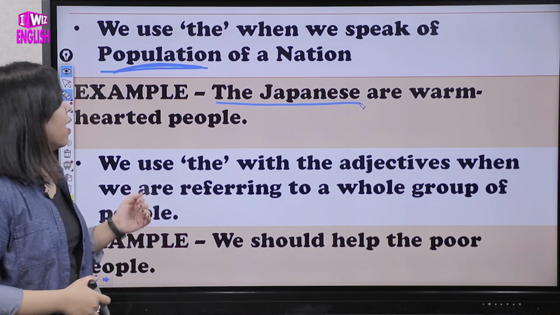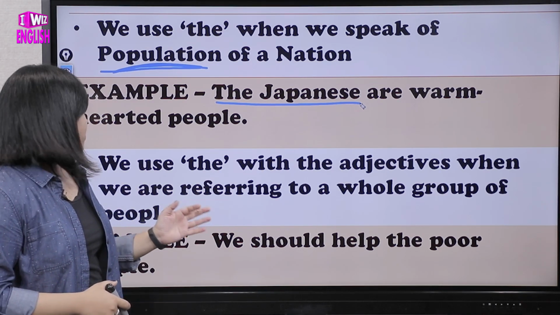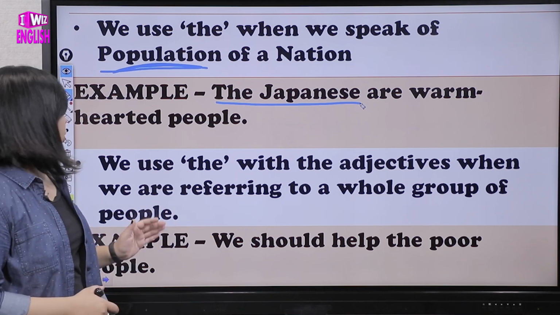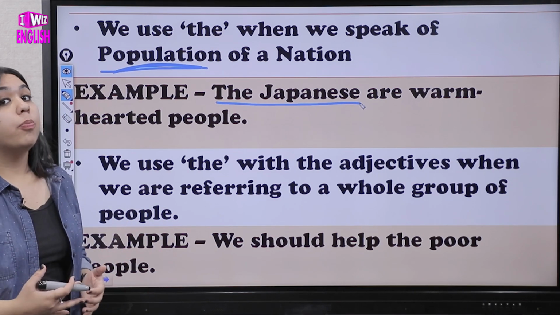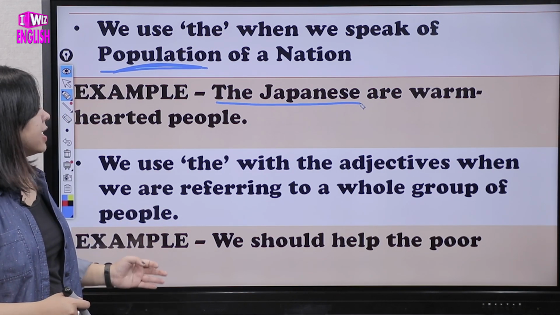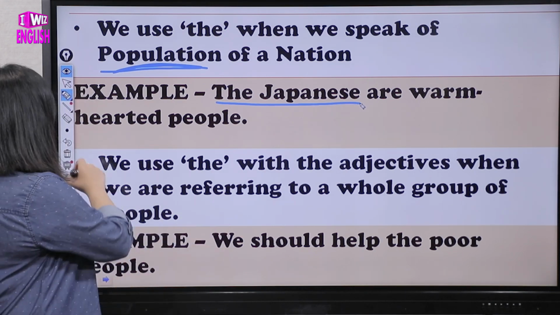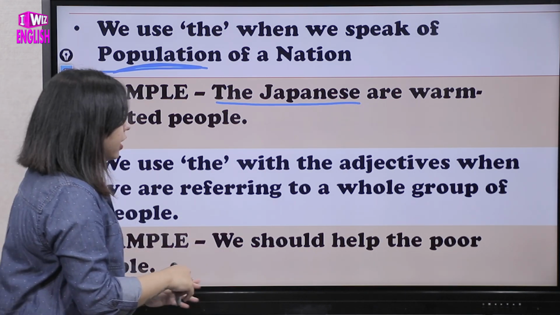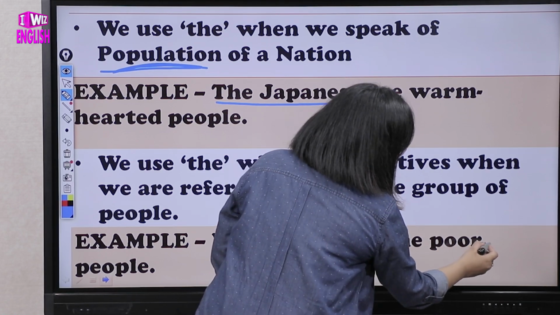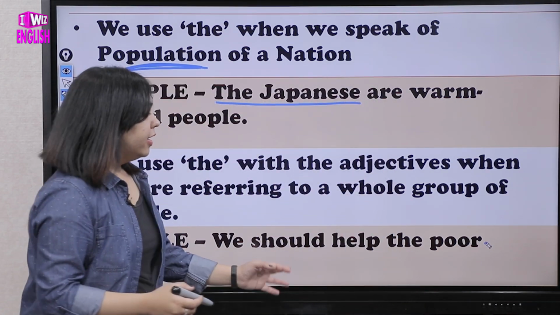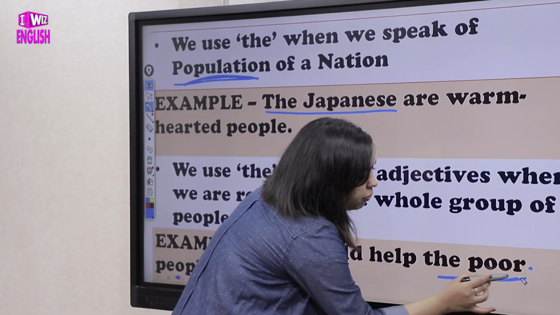The next one is we use the with adjectives when we are referring to a whole group of people. Whole group of people, keep it in mind. For example, we should help the poor people. Now here we should help the poor. It ends here. Now here why we have written the poor?